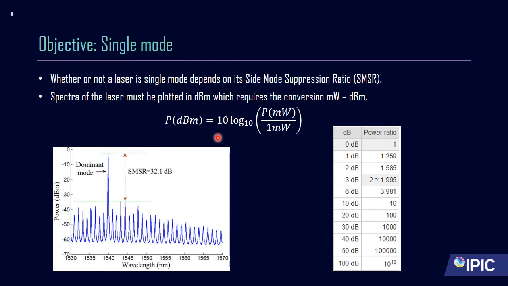So what dBm is, it's basically a logarithmic scale compared to the power ratio. So if there was a difference of 0 decibels, then the power ratio would be 1. If it was 10 decibels, then the power ratio would be 10. And if it was 30 decibels, then the dominant mode would be 1,000 times more powerful than the secondary mode. So for a laser to be considered single mode, we want the SMSR to be 30 decibels or greater.